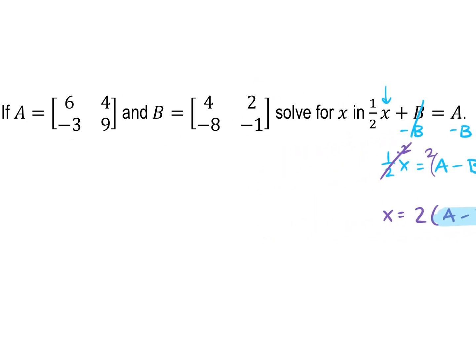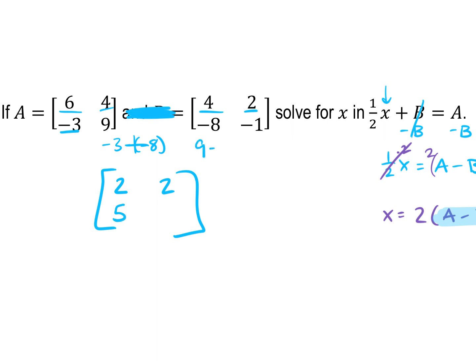So our two matrices are the same size, so we can subtract them. So let's subtract a minus b. So 6 minus 4 would be 2. 4 minus 2, 2. Negative 3 minus negative 8. Be super careful here. Negative 3 minus negative 8 turns into a plus, so that would be 5. And then 9 minus negative 1 would be 10. Awesome. So this is a minus b.